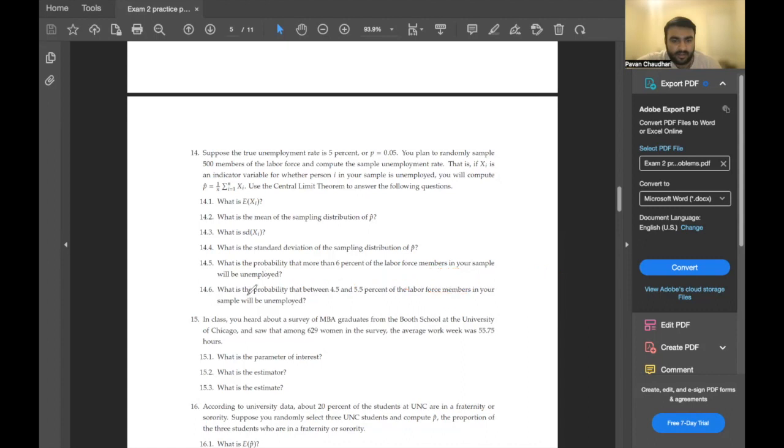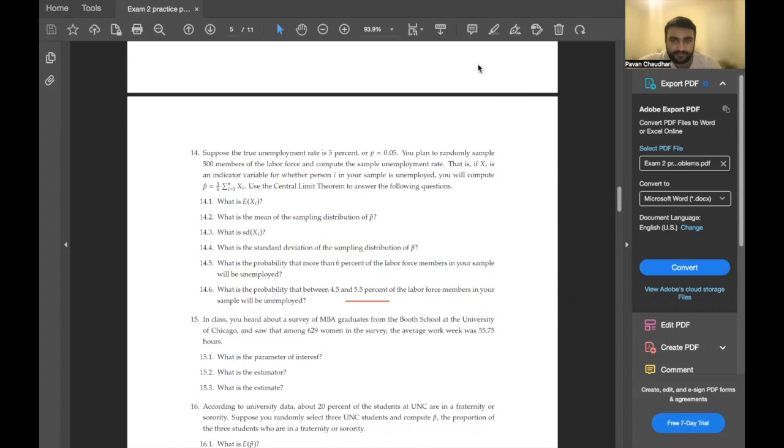Okay. And this 14.6 is the same, except instead of 6%, it has between 4.5% and 5.5%. But it's the same thing. You just convert these to z-scores by subtracting the mean from 14.2 and dividing by the standard deviation from 14.4. Okay, so after you do that, then you just look up those z values in the z table and then subtract.